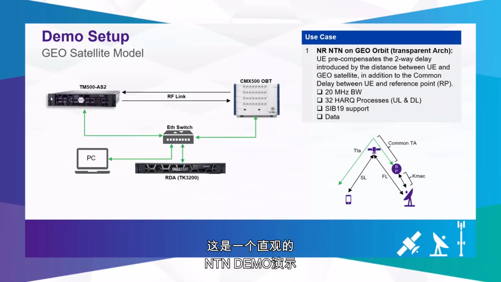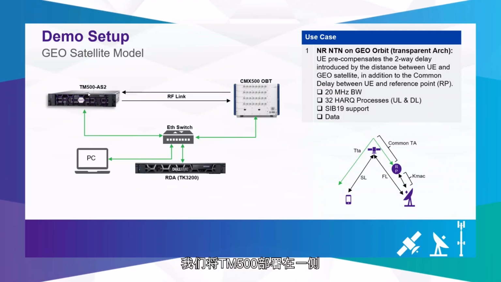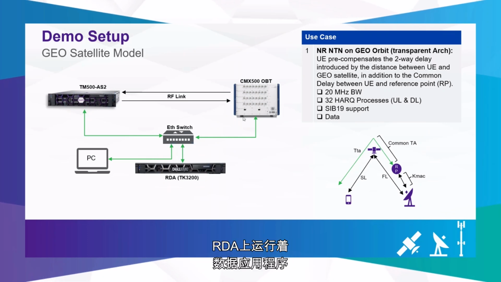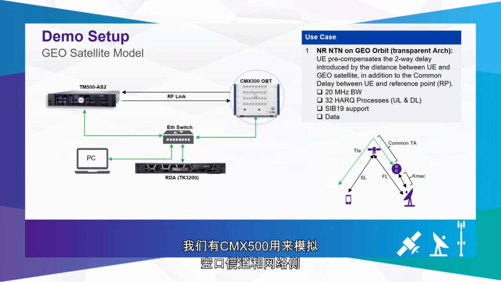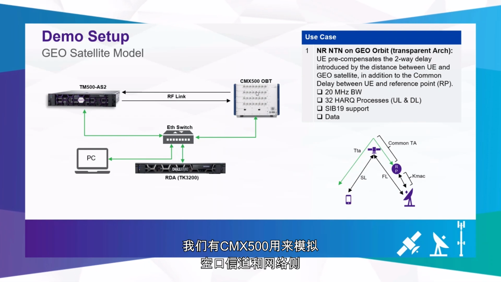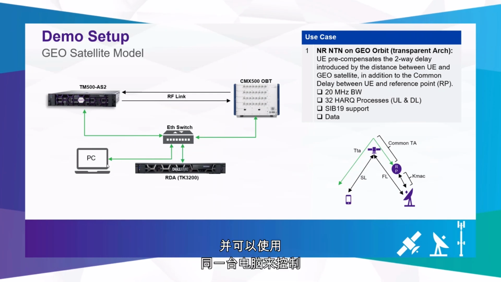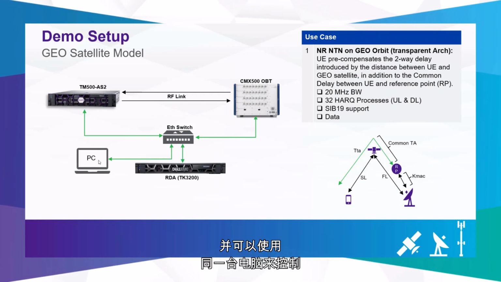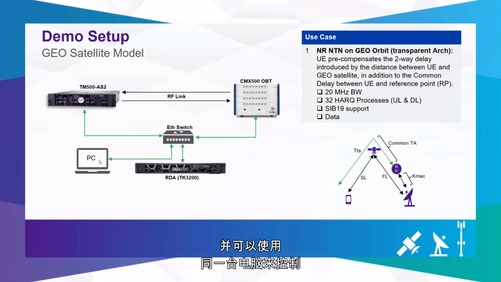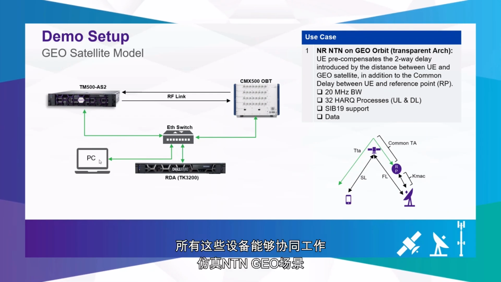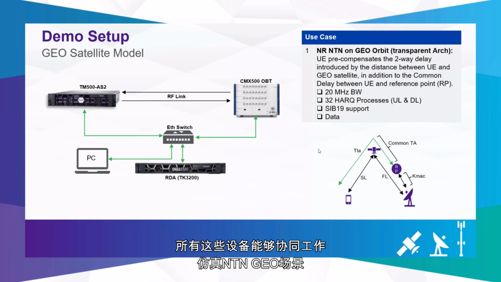So this is a visual representation of the demo. We have the TM500 on one side. We have the RDA running the data applications. We have the CMX500 running the channel as well as the network. And they're all connected together in the lab by a layer 2 switch, and controlled by a single PC. And all that together emulates the NTN Geo scenario.